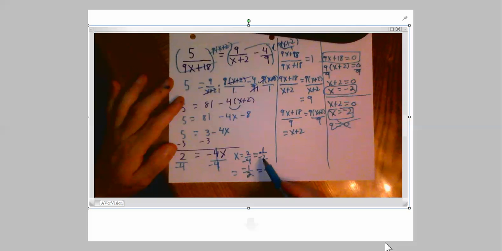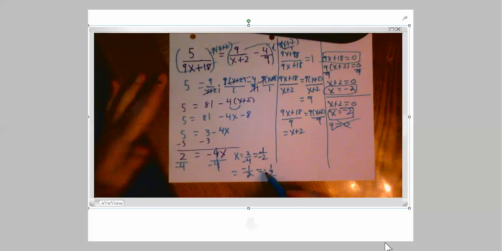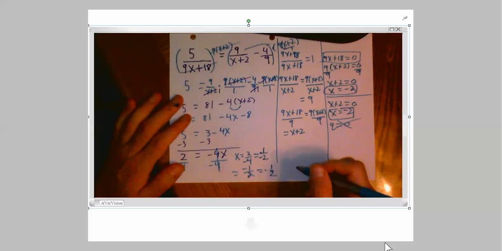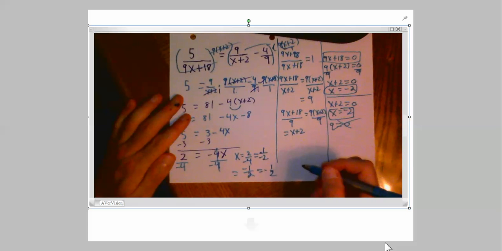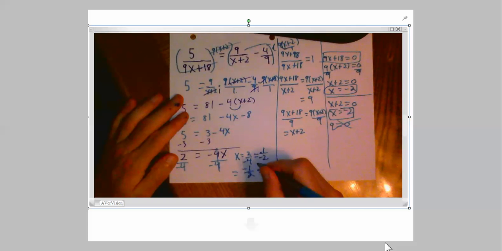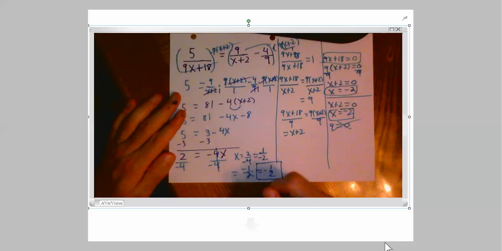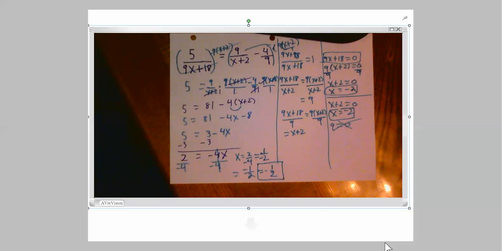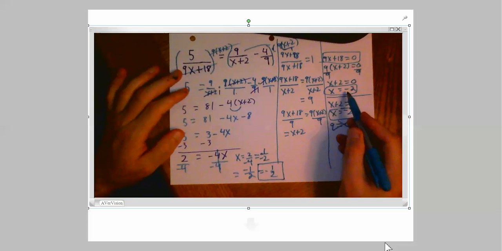Doesn't matter if the negative is in the denominator or the numerator, or you can just stick it out in front, which means negative 1 times 1/2. Okay? So this is my value for x, and that's my solution. And since it's not equal to negative 2, I can accept this answer.